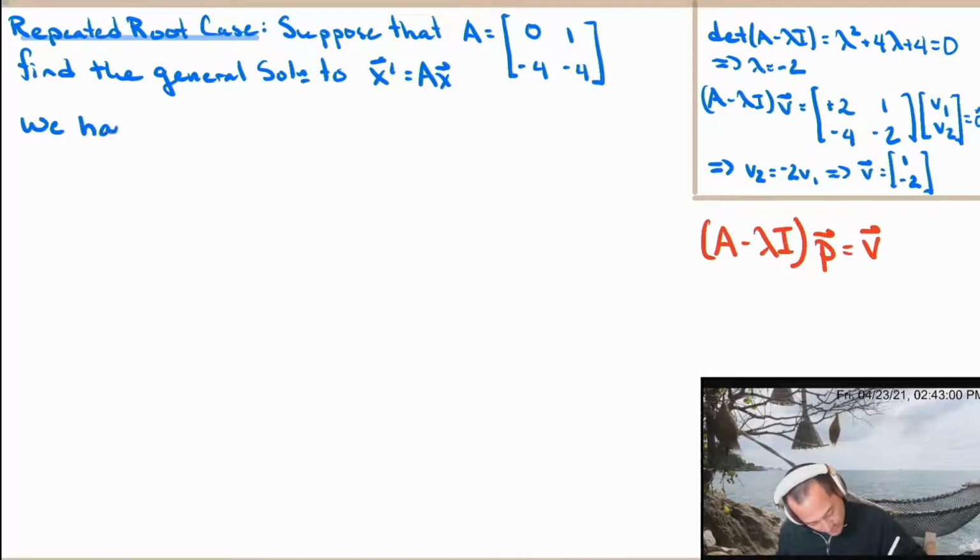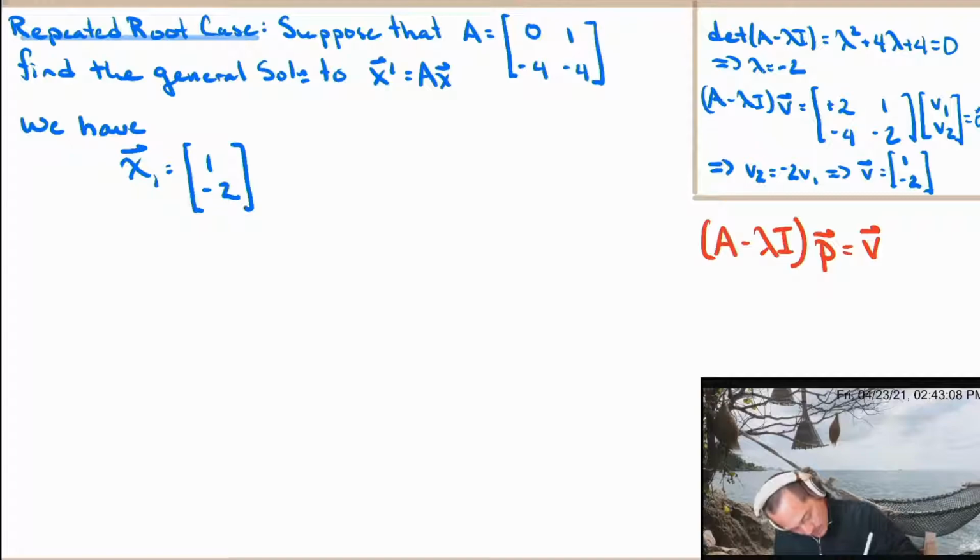We have x1 vector is equal to eigenvector times e to the eigenvalue t. We figured that out from the last round. This is just us writing it down.